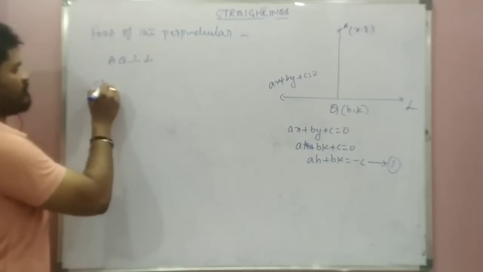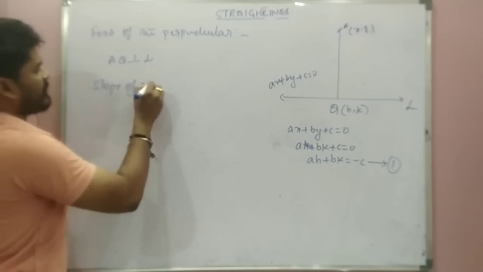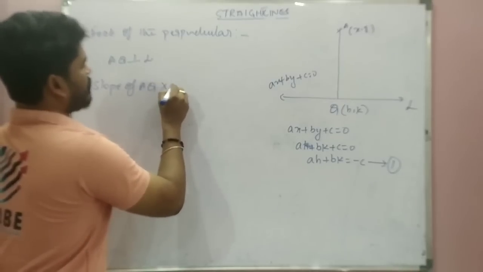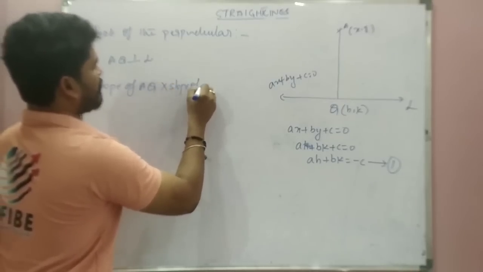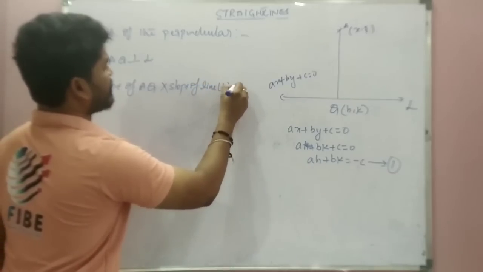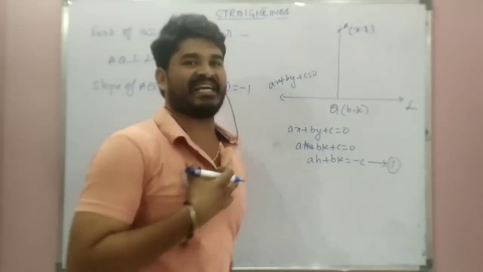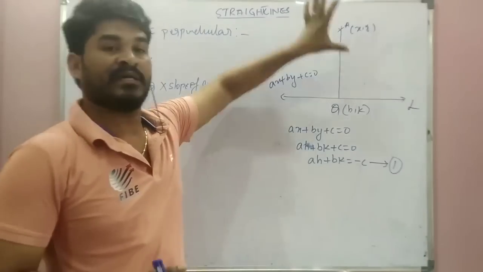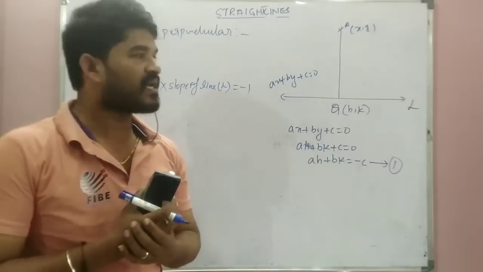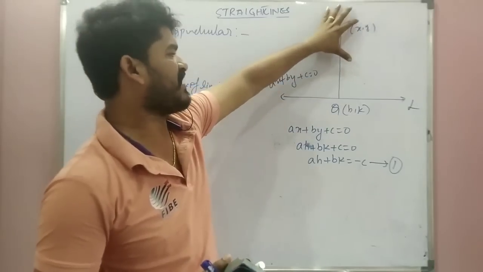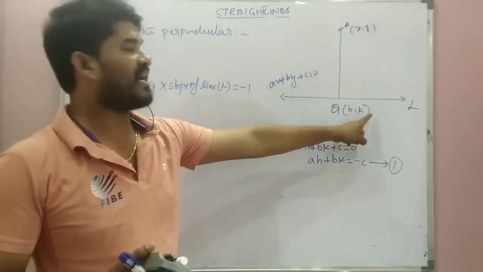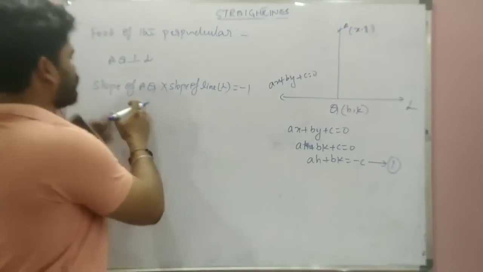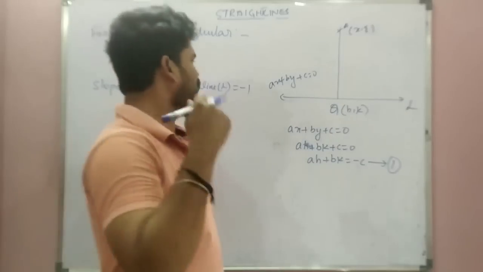Therefore, the slope of AQ into the slope of line L equal to minus 1. Why? Because we already know the formula m1 m2 equal to minus 1 whenever two lines are perpendicular. Here we draw a perpendicular from the point (x1, y1) to the straight line, and the foot of the point is Q(h, k). That's why we take the slope of AQ into the slope of line L equal to minus 1.